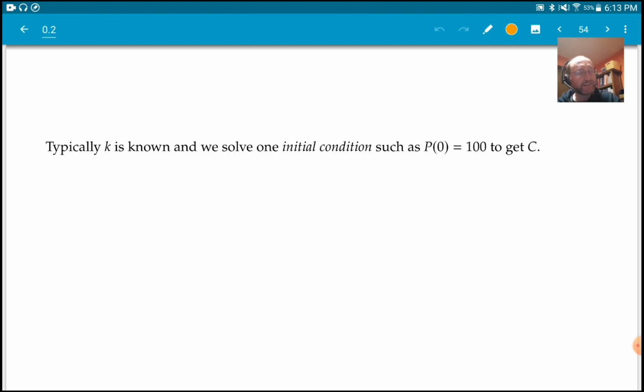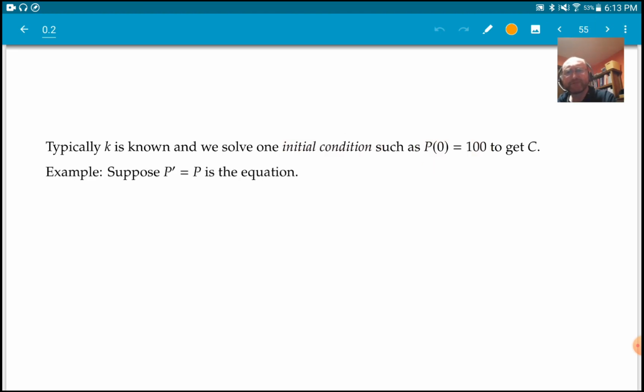Okay, now typically in these problems, the k is known. The equation is completely known, so you only need to get the c, and for that you only need one condition, at least for these first order equations. So you only have an initial condition. It almost makes it sound like there's time involved, and that's really where the naming comes from. So we have a condition at one point, right? So maybe at t equals 0, we have 100. That's an initial condition for the equation, right?